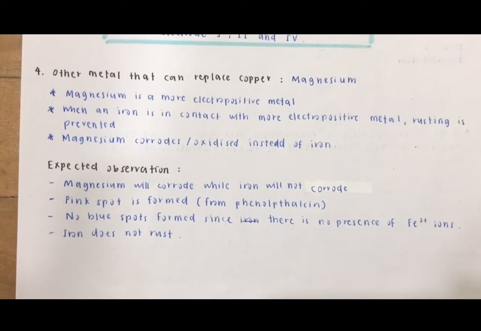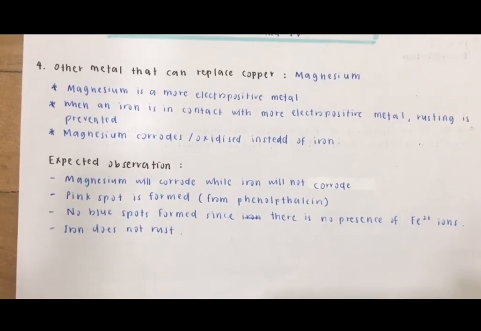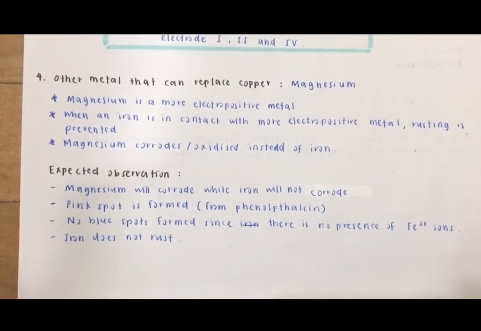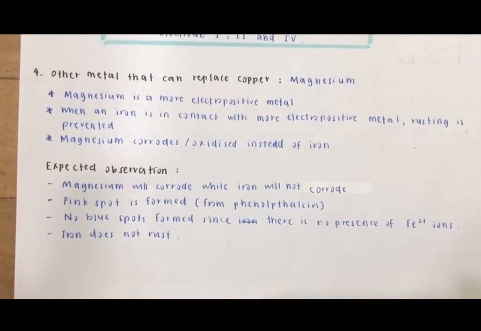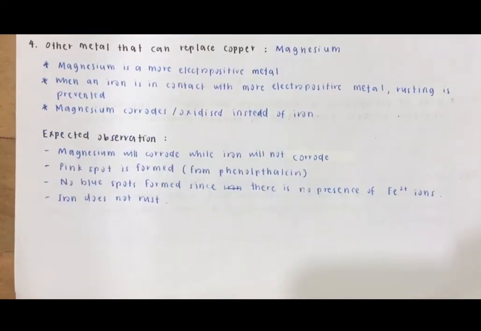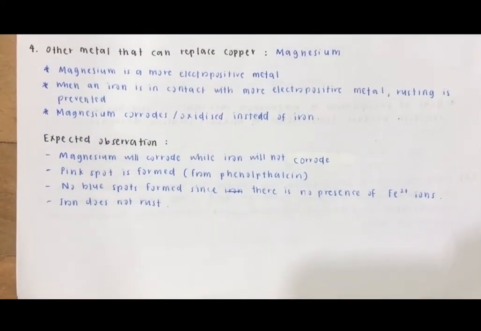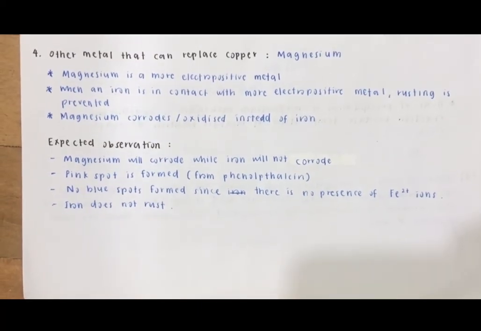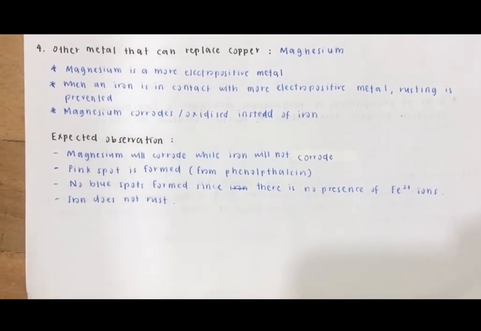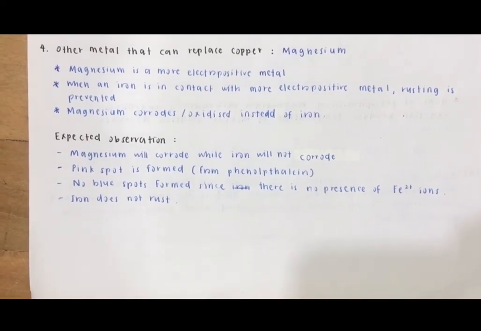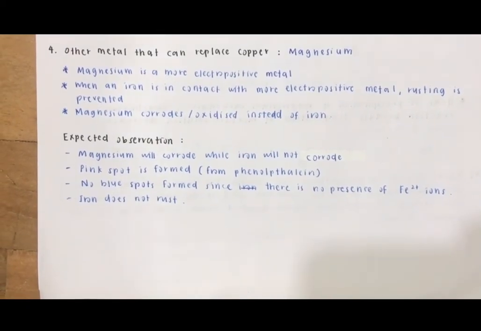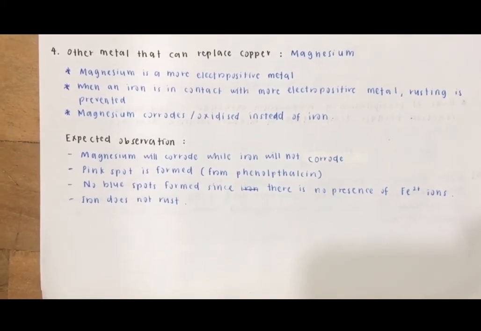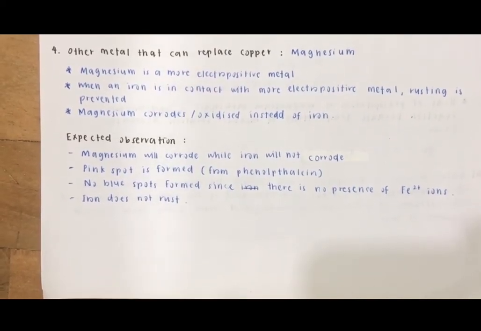Magnesium is a more electropositive metal. When iron is in contact with a more electropositive metal, rusting is prevented because magnesium will corrode instead of iron. The expected observation is that magnesium will corrode while iron will not corrode. A pink spot is formed from the phenolphthalein since OH- ion is present, while blue spots do not form because there is no presence of Fe2+ ions. Therefore, iron does not rust.